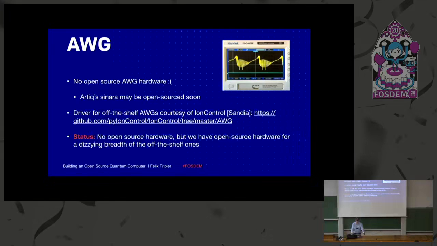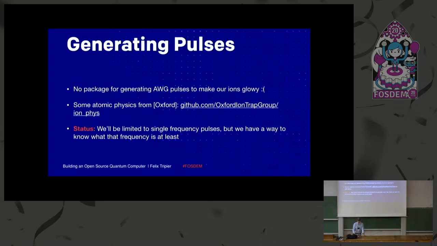You could, in your garage ion computer, buy one at a store, and then you have the software you need to control it. So status at the end of this is that we have no open source hardware for AWG, but we can do it. It's still possible. So far, we've run into a few minor speed bumps, but we're well on our way to having everything we need to run this computer.